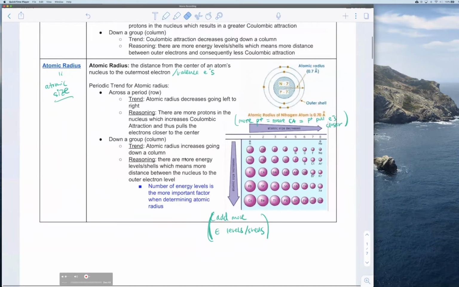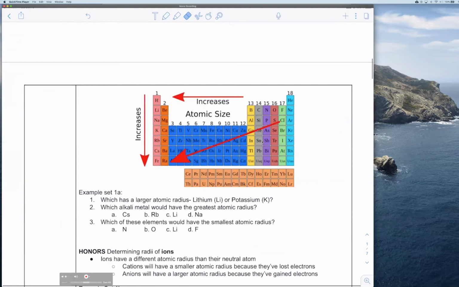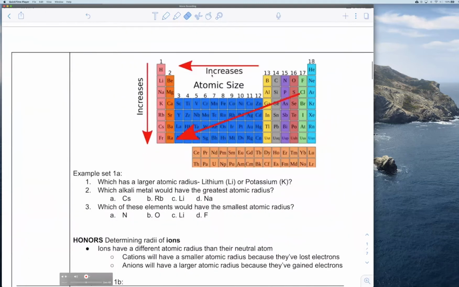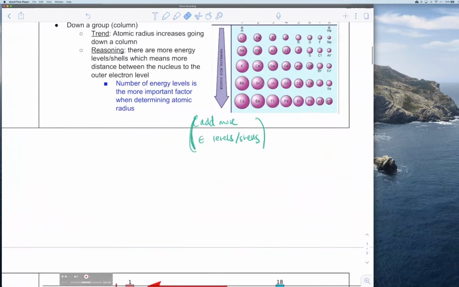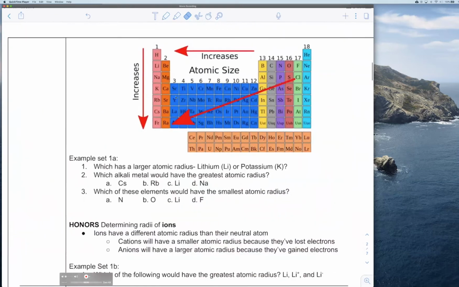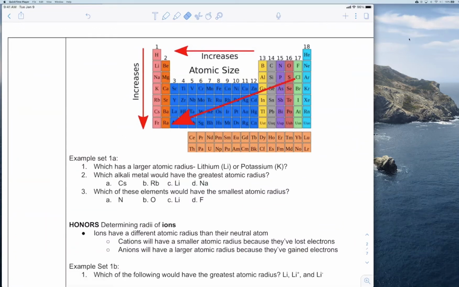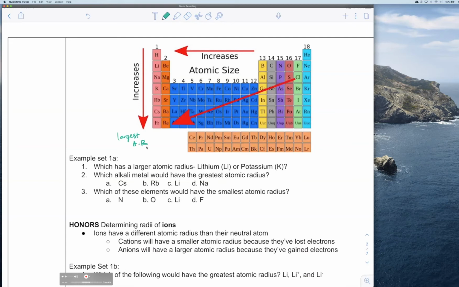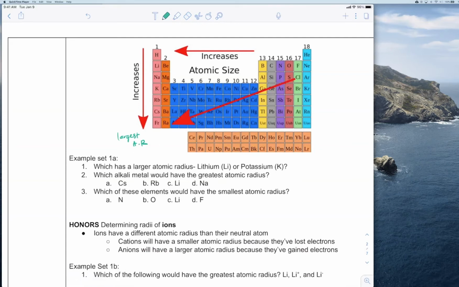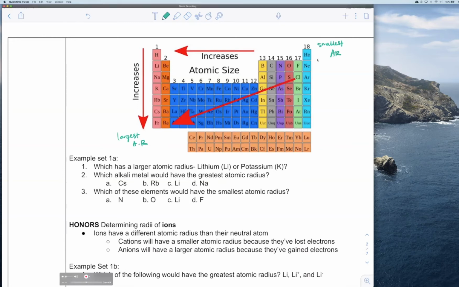So this is like the table, right? Again, atomic radius. These are two ways to say the same thing. Atomic radius basically increases as you go left and then as you go down. So atomic radius is the largest over here in this bottom left-hand corner, and then it would be the smallest the closer your element is towards this top right-hand corner.